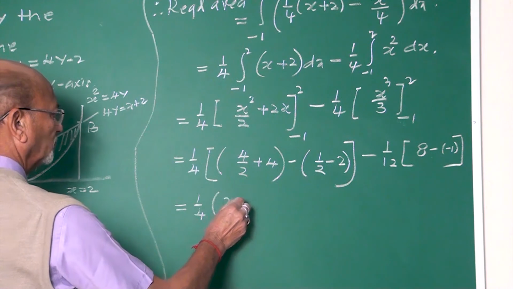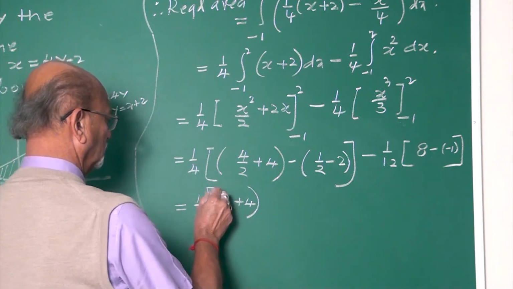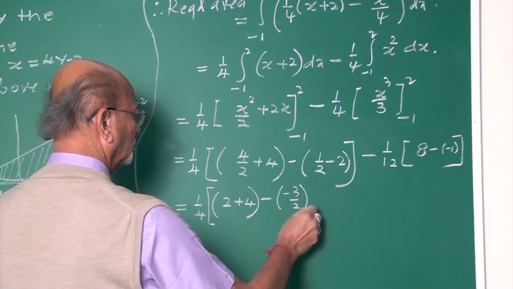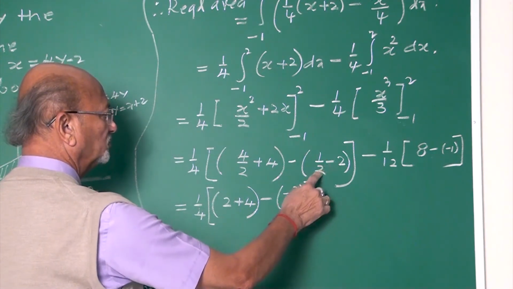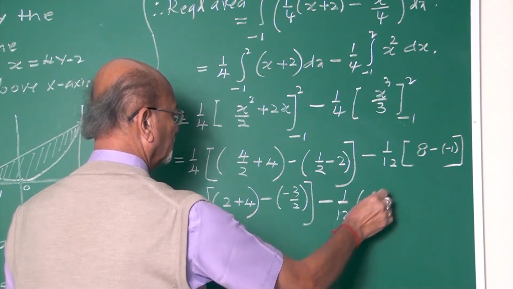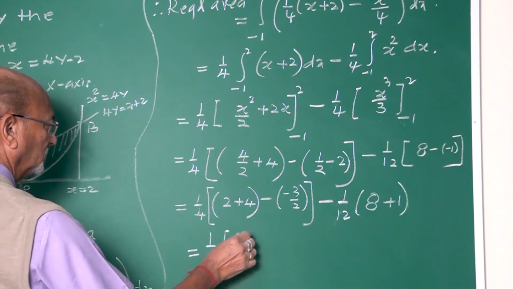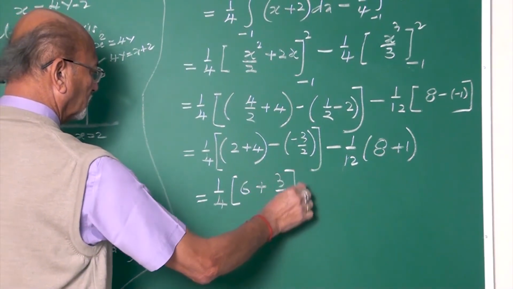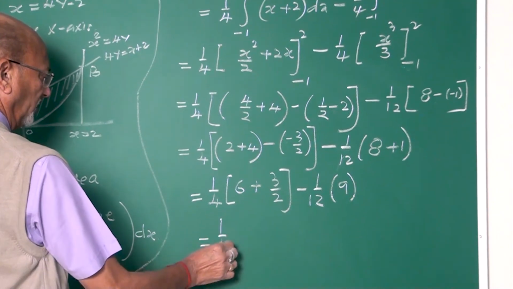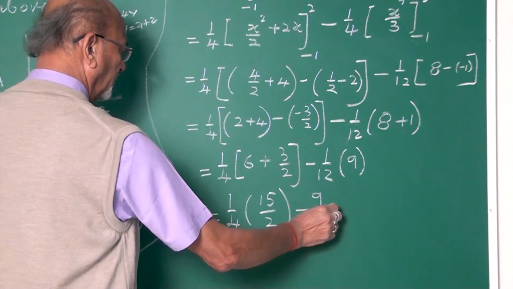1 by 4, 2 plus 4, minus, 1 by 2 minus 2 means minus 4 plus 1, minus 3 by 2. Hope you understood. Minus 1 by 12 into 8, minus of minus is plus 1. Which is 1 by 4 into 6, minus of minus plus 3 by 2, minus 1 by 12 into this is 9. Simplifying, 1 by 4 into 15 by 2, 12 plus 3, minus 9 by 12.